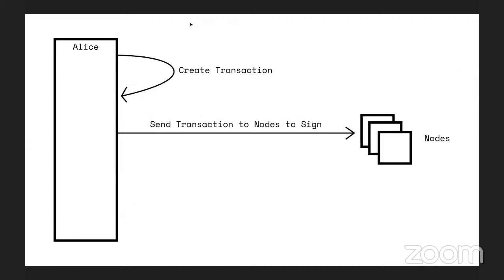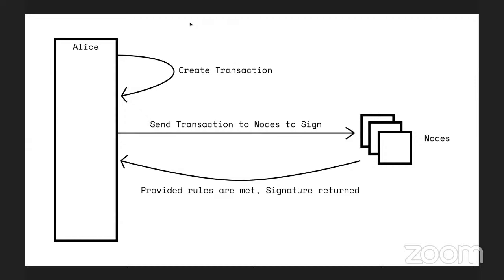And then she'll send it to the nodes to sign, along with, again, some form of proof that she meets this set of rules, this criteria. And provided that, again, 2/3 of the nodes agree, the signature can be returned, and then Alice can submit this transaction. So that's the encryption and the signing side of it.